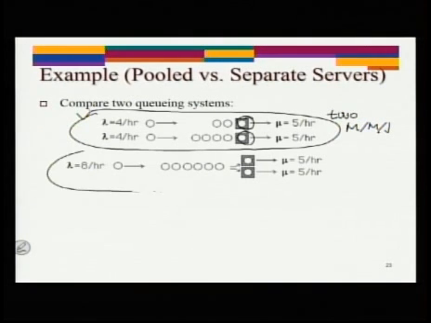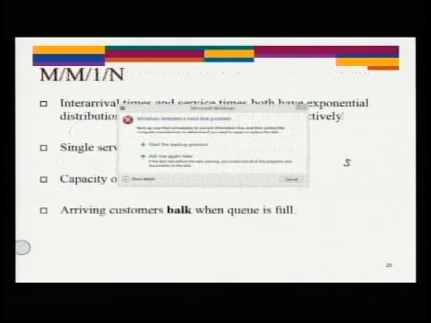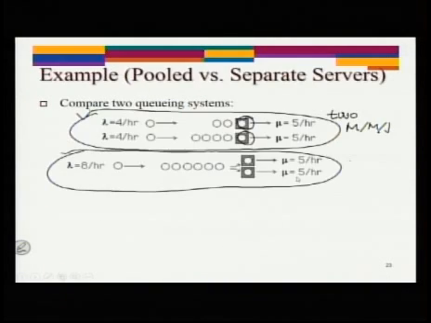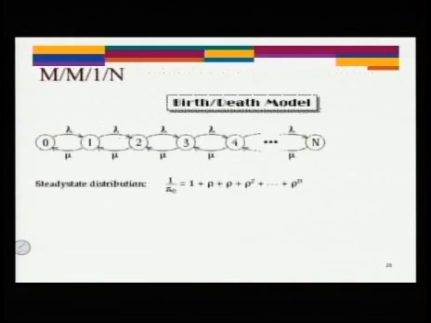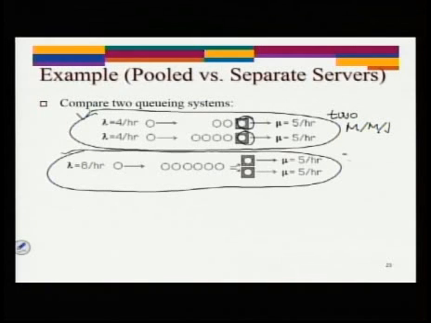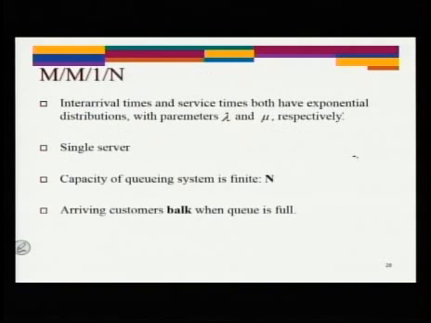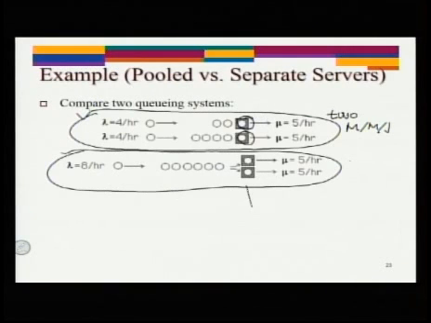And the second case is the pooled server case. So this is a single M/M/2, because we have two servers. But the main difference is we have only one queuing line.